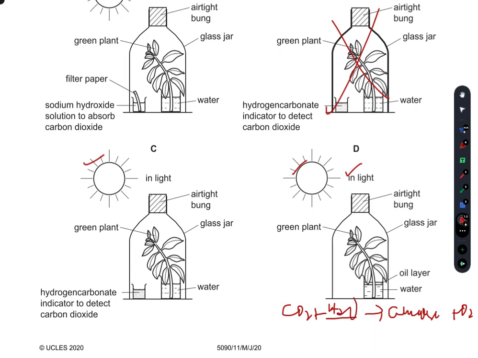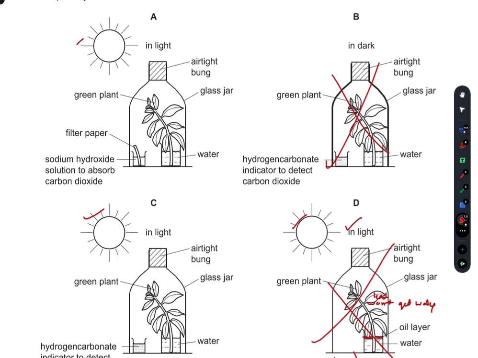In D, the oil layer on the top does not allow the movement of water upwards, meaning that the leaf won't get water, and it cannot then synthesize the glucose. This means that there would not be any photosynthesis, and no photosynthesis means that we cannot gauge the amount of CO2 needed here. So D is also incorrect.